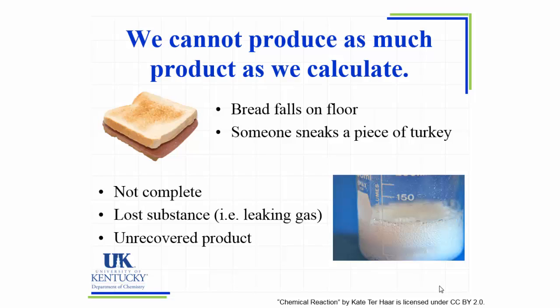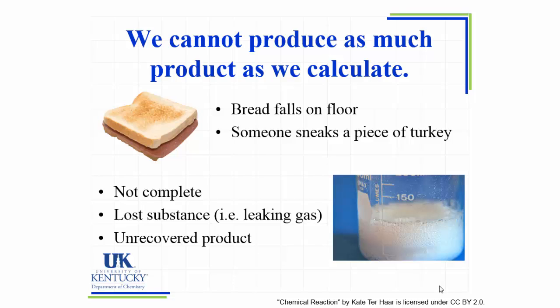So up until now, we've assumed that the amount of product we produce would be the maximum amount possible based on the amount of reactants. The reality is that we cannot produce as much product as we actually calculate. If we go back to our sandwich analogy, sometimes we drop something on the floor, somebody steals a piece of turkey from our sandwich, and we can't make as many as we had originally planned based on our supplies. For a reaction, sometimes it simply doesn't go to completion for a variety of reasons that are beyond the scope of this course.